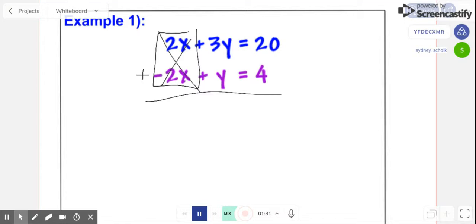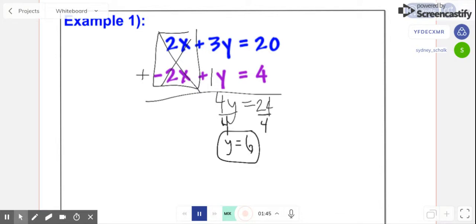Those opposites are going to cancel out, and then when I take 3y plus 1y, I get 4y, and when I take 20 plus 4, I get 24. So when I solve for y, I get y equals 6. So I have my y. Now all that I have to do is plug that y into one of my equations and solve for x.